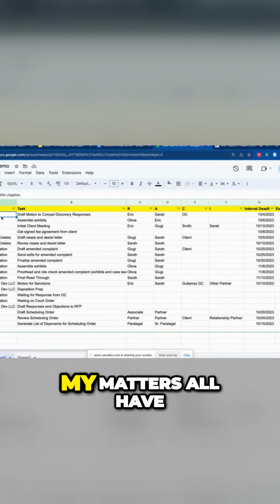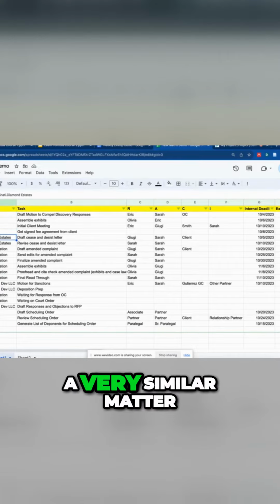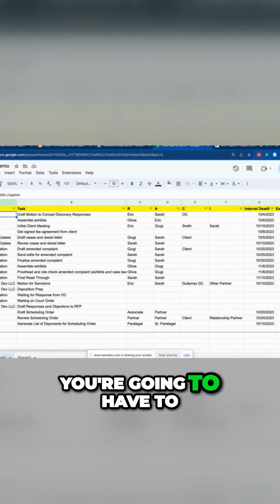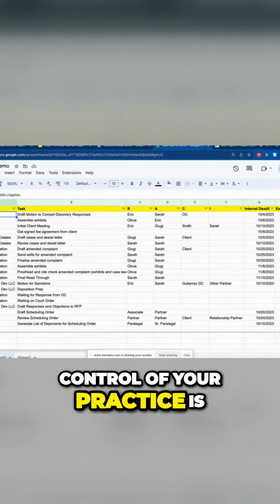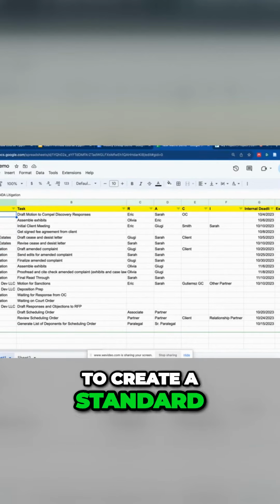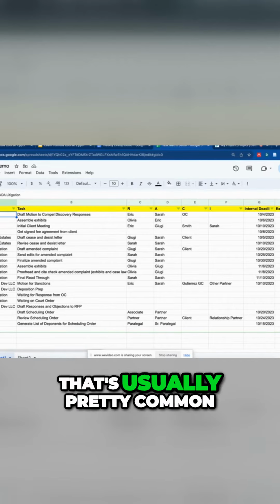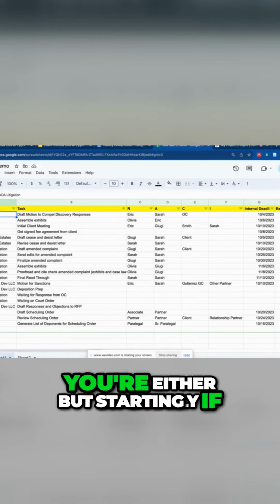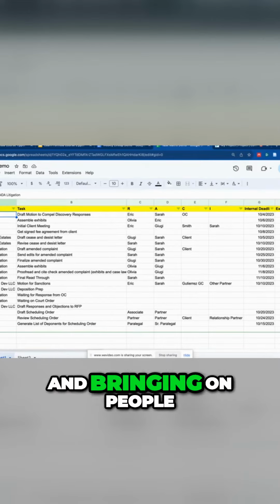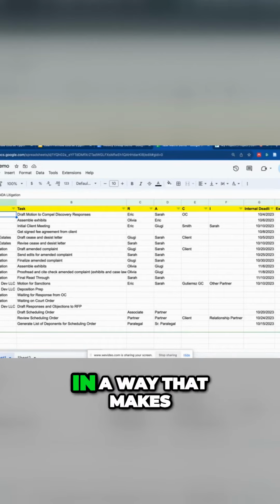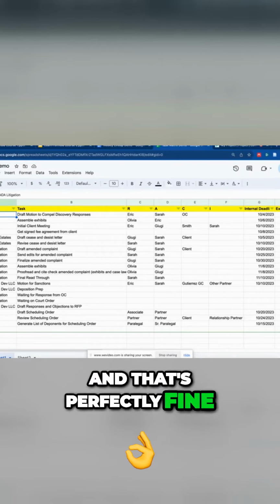You will see here that my matters all have a very similar matter name structure. So that's the first thing you're going to have to do in order to take control of your practice, is to create a standardized way that people are going to refer to matters. That's usually pretty common, but especially if you're either starting out or you're scaling and bringing on people for the first time, you may be used to naming the matters a certain way that makes sense to you, and that's perfectly fine if it's just you.